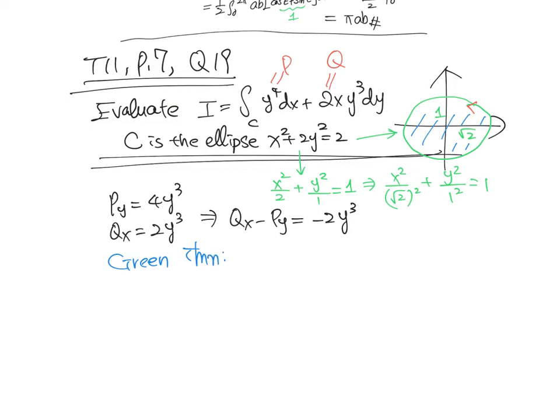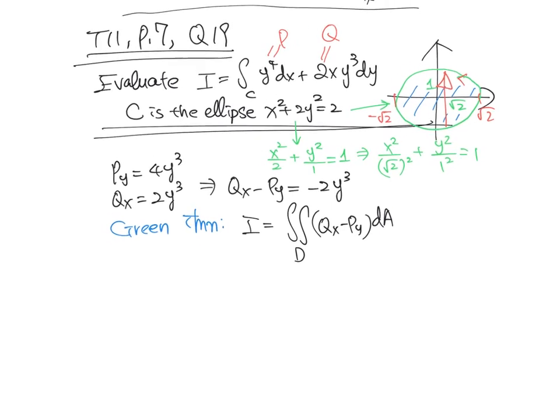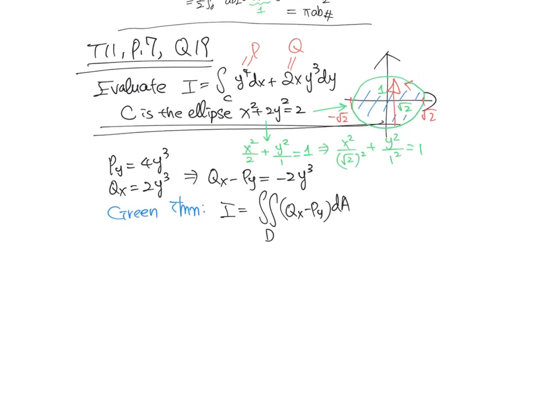This integral becomes I just equals the double integral over the region D of Qx minus Py dA. So we will consider this one as a type 1 integral. This is square root 2, and this is minus square root 2 over here. So we would like to divide this, and we have x from minus square root 2 to square root 2.